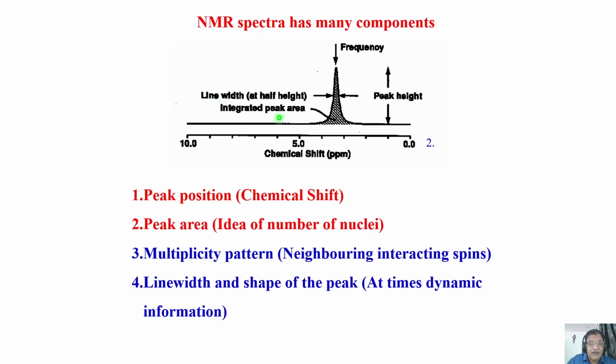So now we have to understand. First, we understood the peak position in the last couple of classes, that is chemical shift, where it comes with respect to a reference. We also understood the peak area, which tells us the number of protons responsible for that peak. Today we will understand the multiplicity pattern, how the neighboring spins will interact with the proton of my interest, and how the multiplicity arises. Of course, as a consequence, we will also understand later about the dynamics, how the line width and shape of the peak get affected.